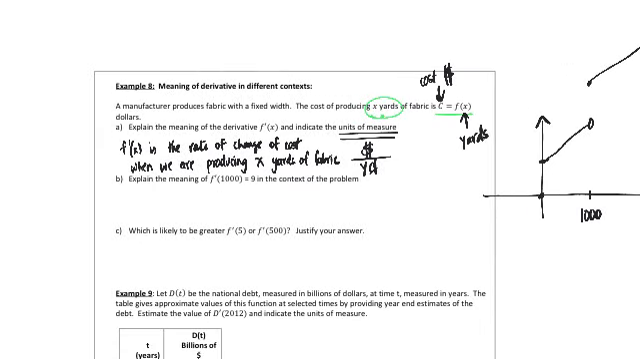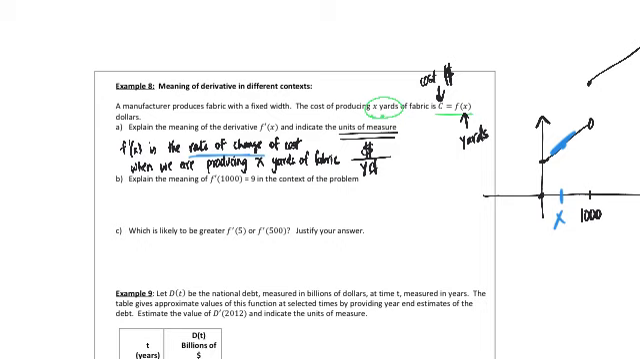So what we're saying about f prime is that if you are at any specific x value on this graph, f prime of x tells us at that specific number of yards what is the rate at which the cost is increasing or decreasing. What is the rate of change of the cost at the moment when you are producing x yards of fabric? That's what f prime of x means.